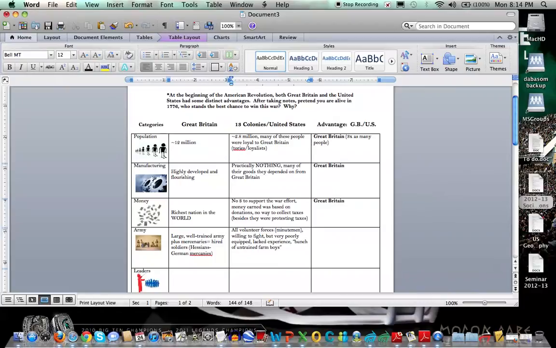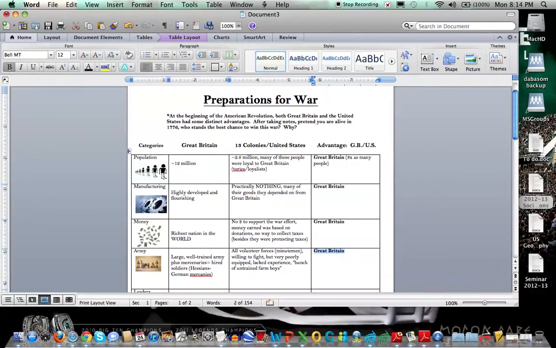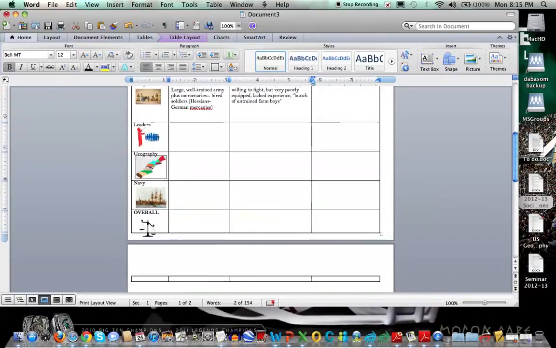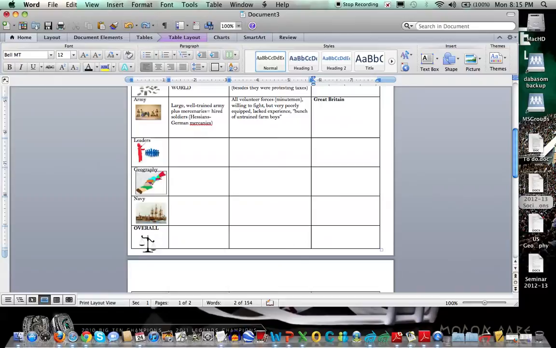untrained farm boys. Think Montcalm County guys grabbing their deer rifles and heading out to war. It's not exactly against the most powerful army in the world. I'm pretty sure Montcalm County would lose. But again, the remarkable thing in this American Revolution is look at all these different advantages for Great Britain, and so I can finish this. Oh, lucky day for us.